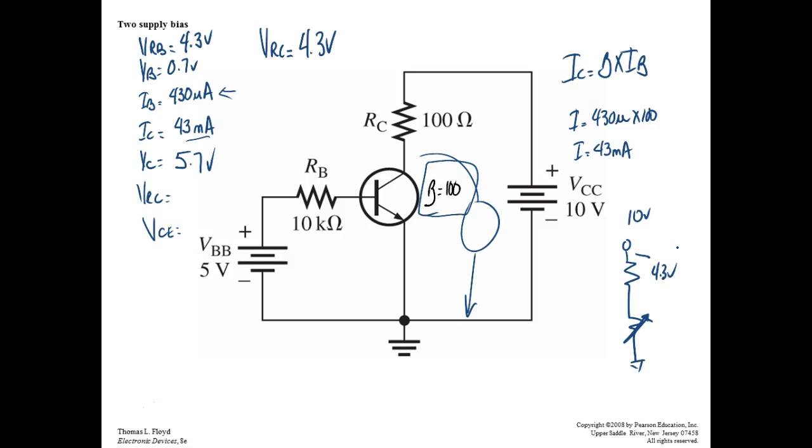Is it saturated? So my voltage collector to emitter, if I measure from here to here, right now we measure 5.7 volts. Is it saturated? Yes or no? Is it dropping less than 0.3 volts? No, it's not less than that. It's dropping 5.7 volts. It's not saturated. Is it cut off? Well, if it was cut off, it would be dropping 10 volts. Is it dropping 10 volts? No, it's dropping 5.7. So it's not cut off, right? So where's it at? It's operating in the active region.